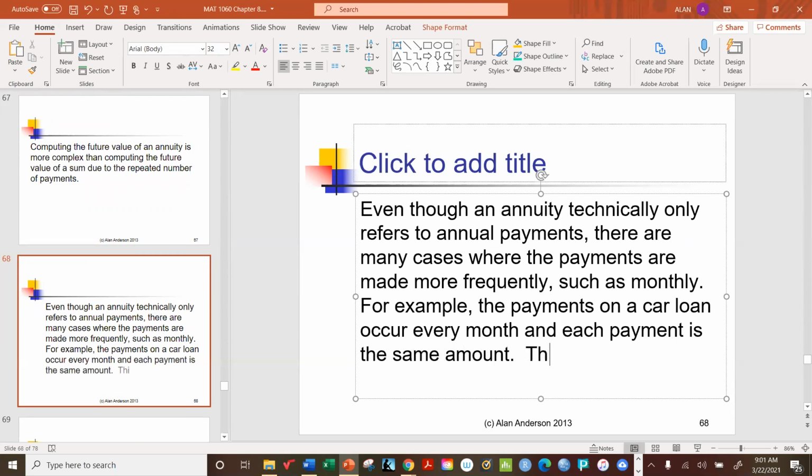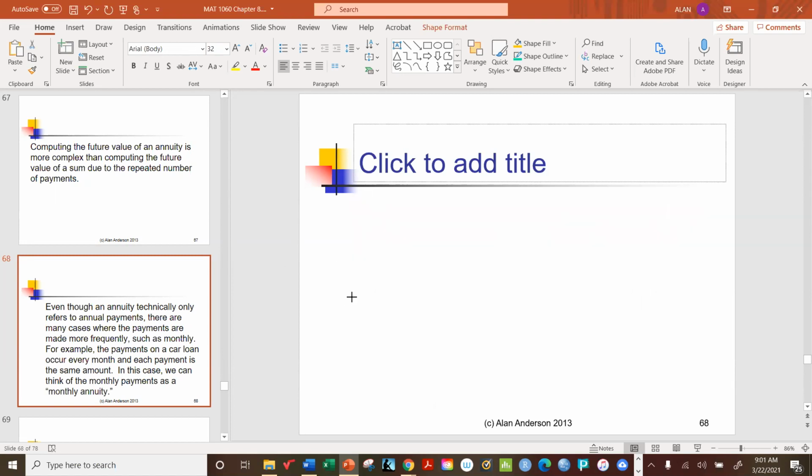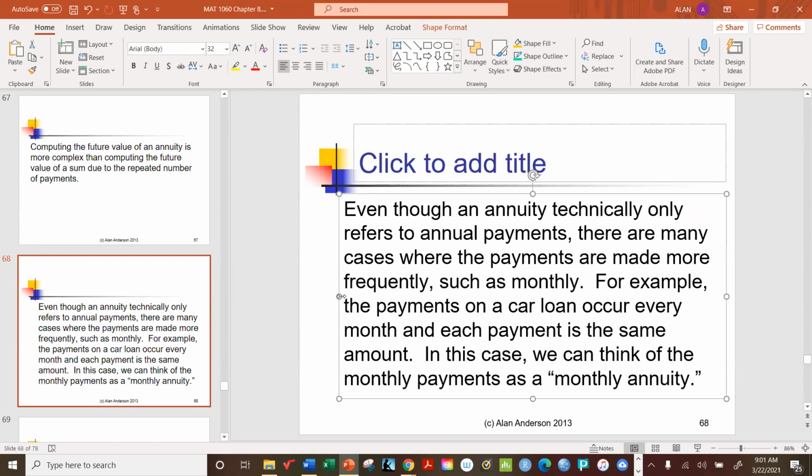In this case, we can think of the monthly payments as a monthly annuity. All right, so even though you're technically misusing the word annuity by calling it that, this happens all the time in finance, especially monthly.